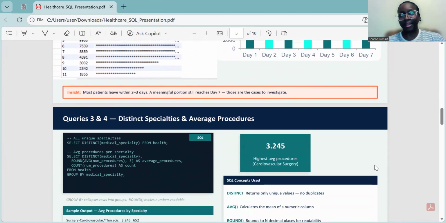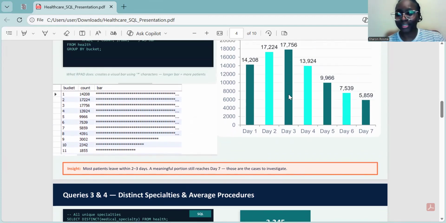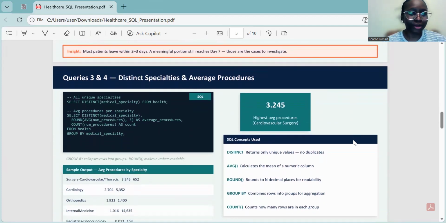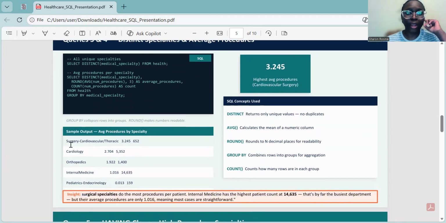So since we know that, and our hospital management has told us that this is what they're trying to reduce, the longer stays in the hospital, I had a query on distinct specialties. I wanted to understand the medical departments that, number 1, are in the hospital, and then number 2, the procedures that they do on average and how many patients they deal with. So I used the SQL distinct function.